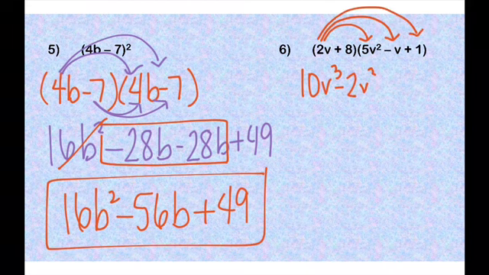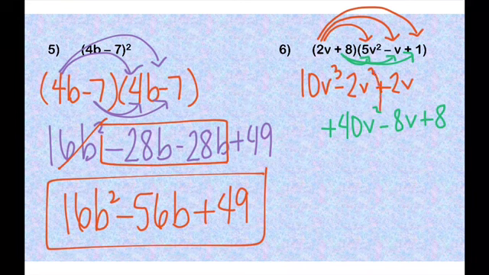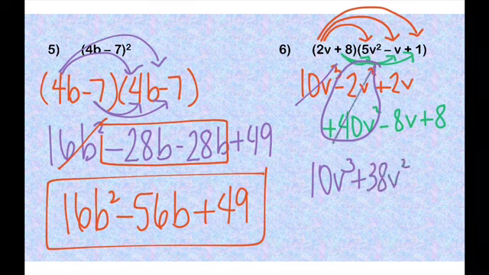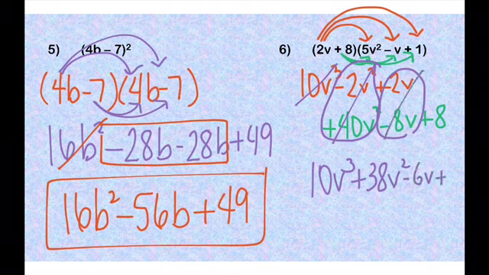So now I'm going to look for my like terms. I've got v squares and I've got v's. Okay, so watch your signs really carefully. What I'm going to have is 10v to the third. I like to cross them out as I go, to make sure I don't forget anything. Negative 2v squared plus 40v squared is going to be 38v squared. Then I've got 2v minus 8v. That's minus 6v. And then plus 8.